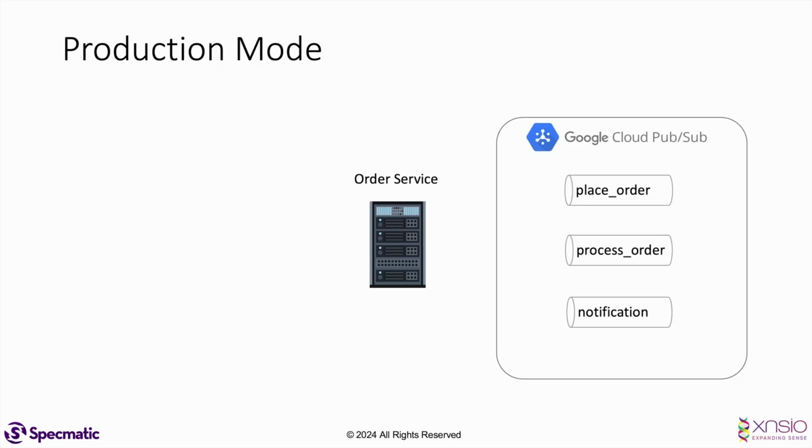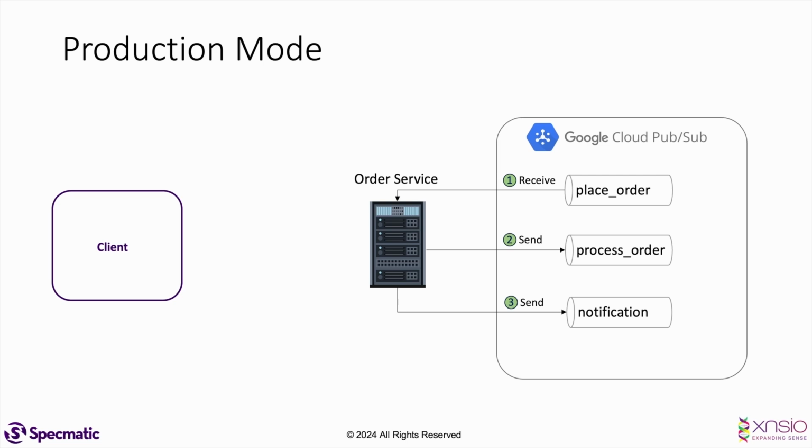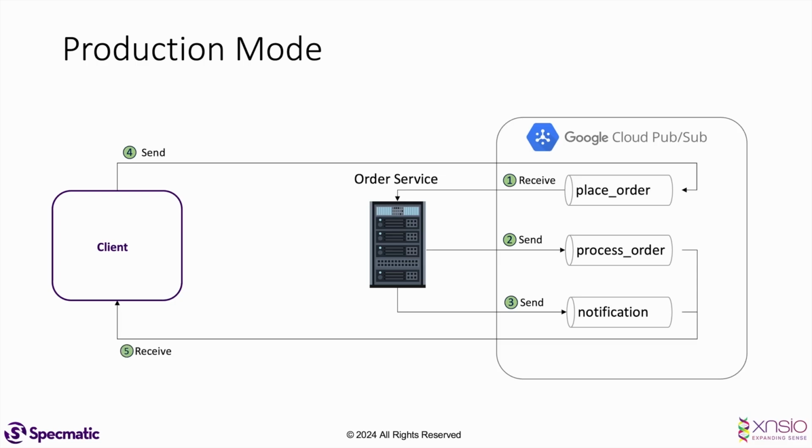Order service listens to the messages on the place order topic, and for every message it receives, it sends one message on the process order topic and one message on the notification topic. So typically, a client of this service would send a message on the place order topic and receive messages on the process order and notification topics.